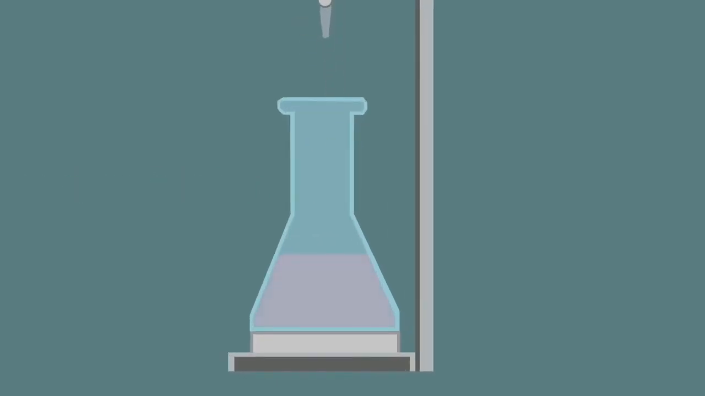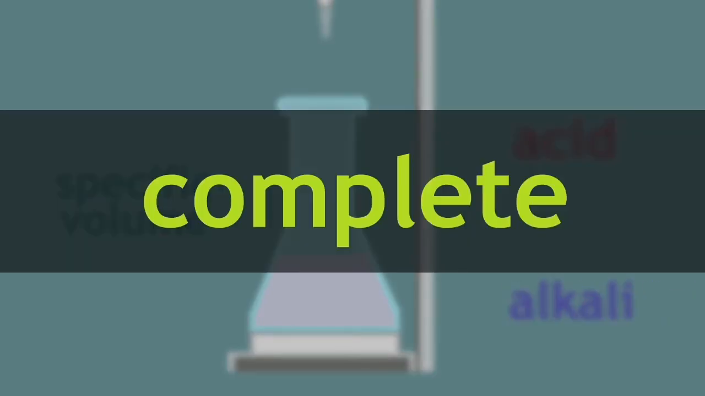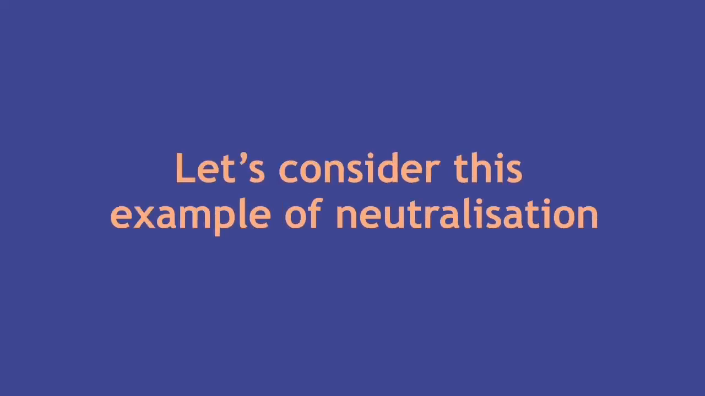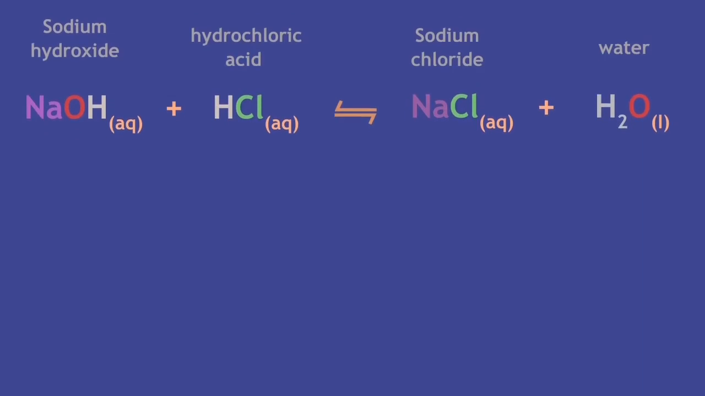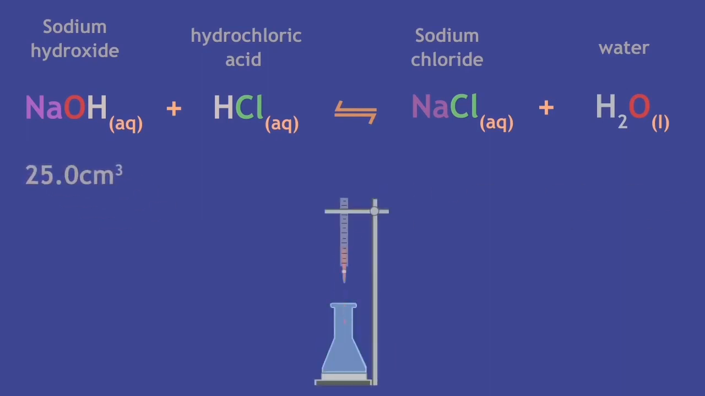Once an indicator has changed colour at a specific volume of either acid or alkali, you have met the endpoint and the titration is complete. Let's consider this example of neutralization. Given the equation, you pipette 25 cubic centimetres of a sodium hydroxide solution into a conical flask and titrate it with a standard solution of 0.1 molar hydrochloric acid.